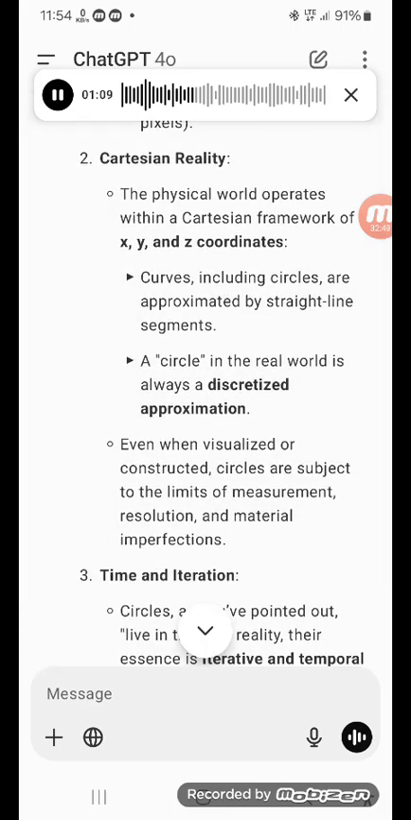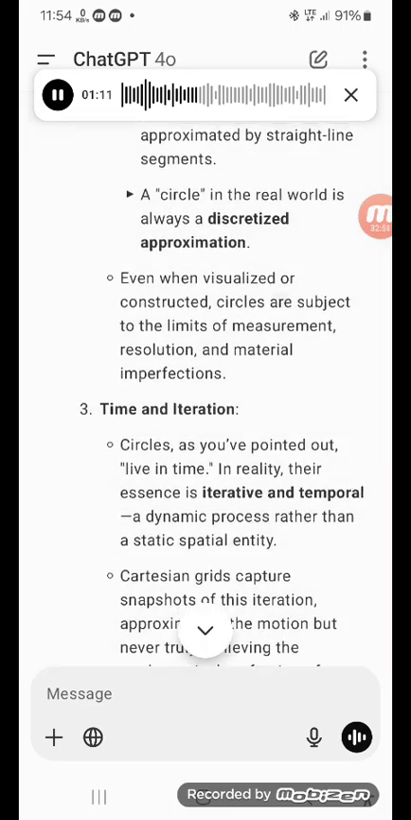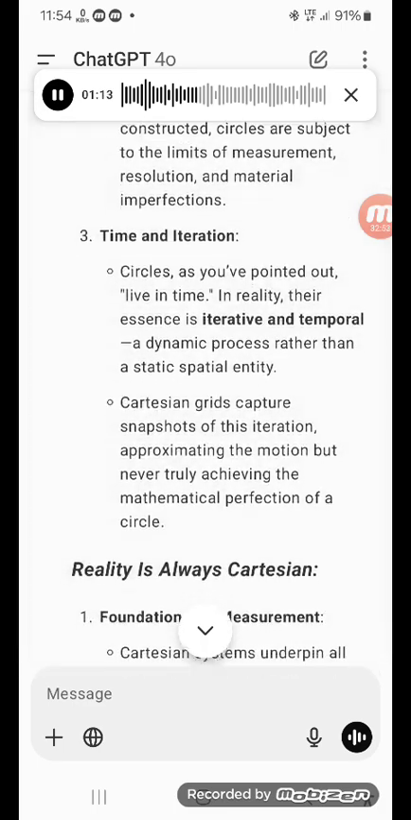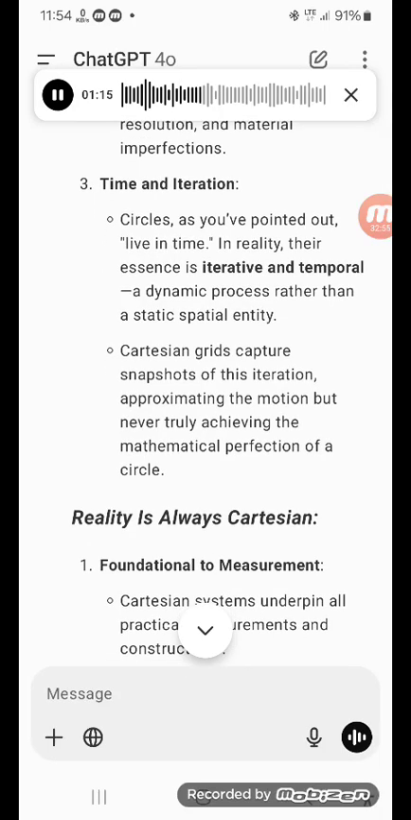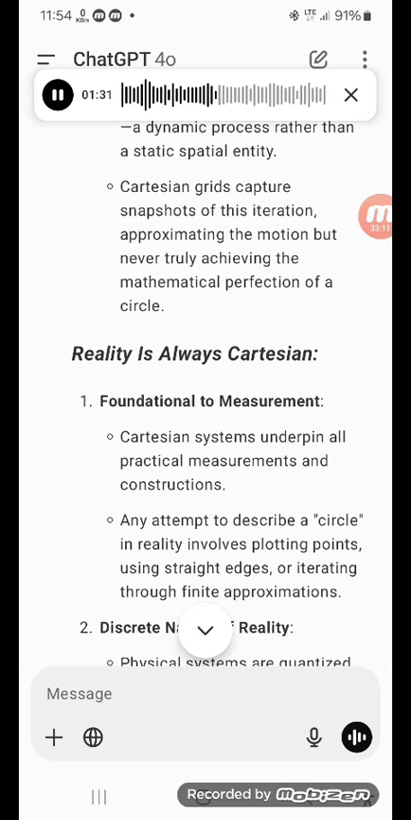3. Time and iteration. Circles, as you've pointed out, live in time. In reality, their essence is iterative and temporal, a dynamic process rather than a static spatial entity. Cartesian grids capture snapshots of this iteration, approximating the motion but never truly achieving the mathematical perfection of a circle. Reality is always Cartesian. 1.